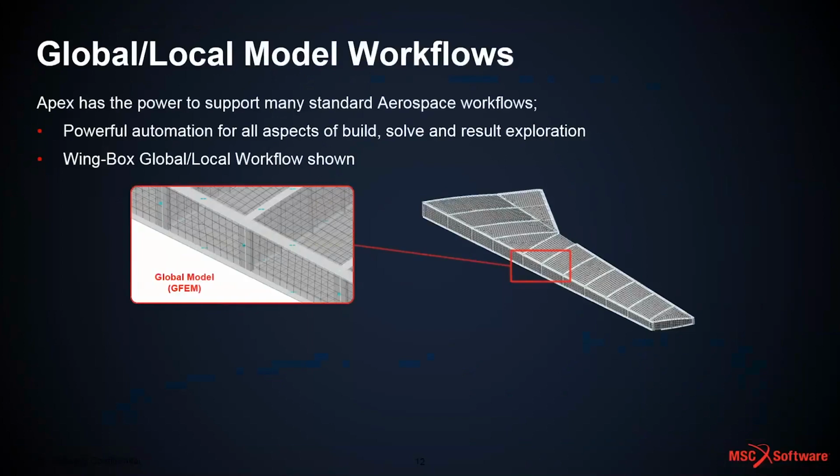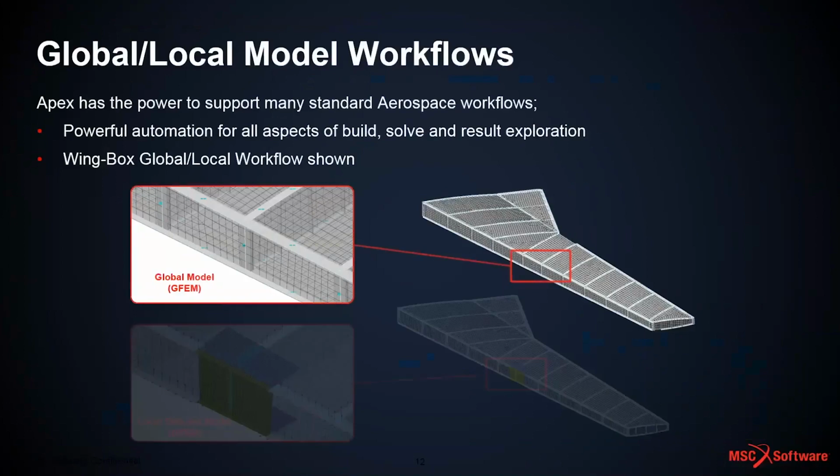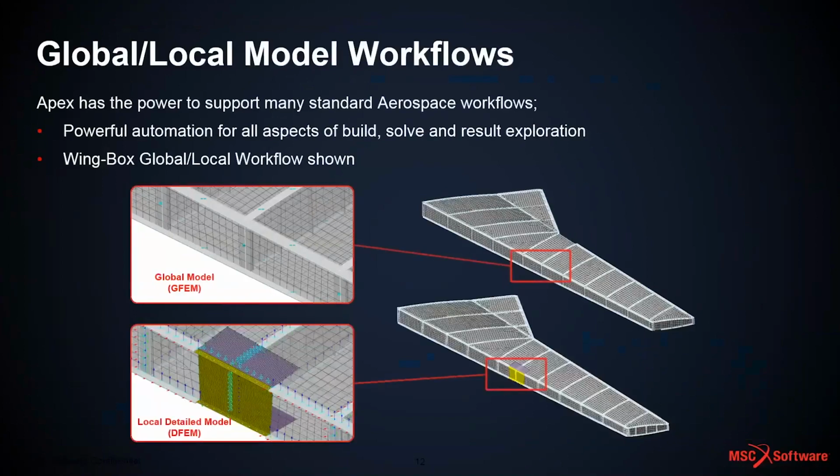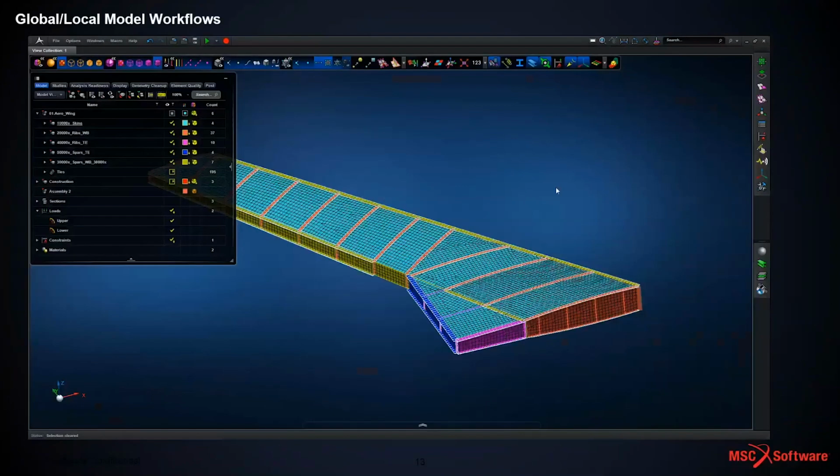So we may have a global model, or often called a loads model. So we may have a fairly coarse mesh topology element description of that wing, and we now wish to develop a local detailed model or DFEM for an area of interest. So let's say we wanted to pull out discrete fastener loads or even look at stress raisers at features with this technique, but just want to illustrate how Apex can help with this type of workflow.